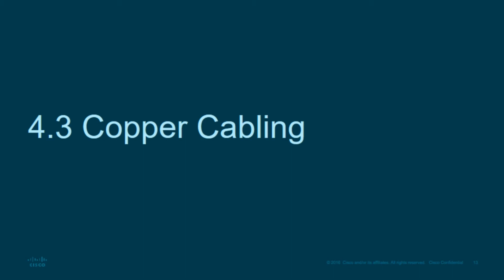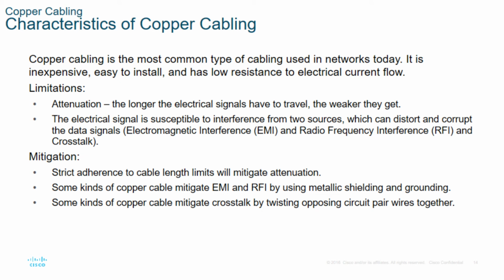Our third objective is copper cabling. Copper cabling is the most common type of cabling used in networks today. In fact, copper cabling is not just one type of cabling. There are three different types of copper cabling that are each used in specific situations, right? Networks use copper media because it is inexpensive, easy to install, and has low resistance to electrical current. However, copper media is limited by distance and signal interference, right?